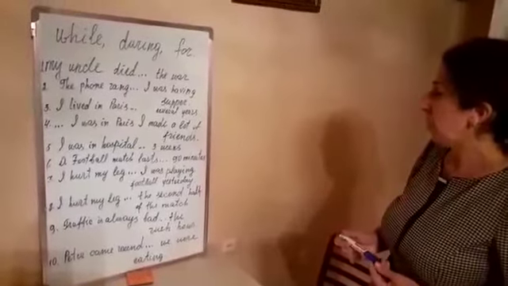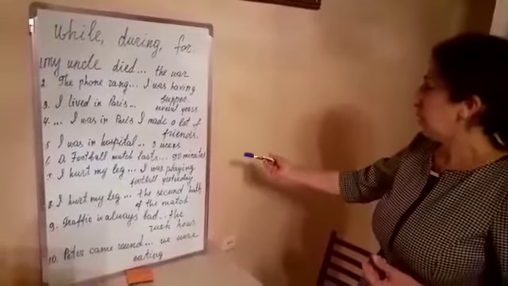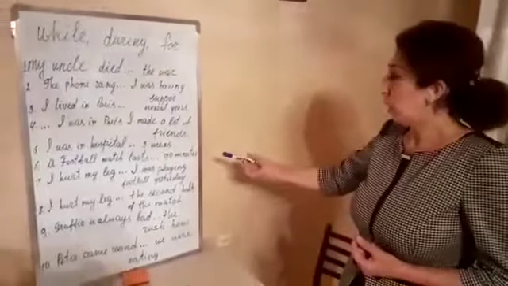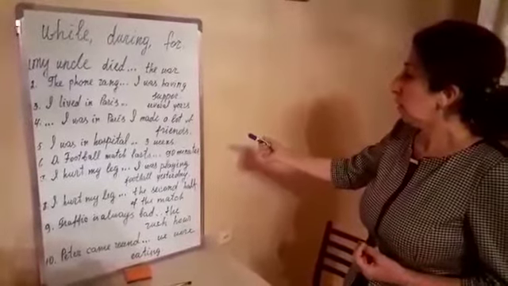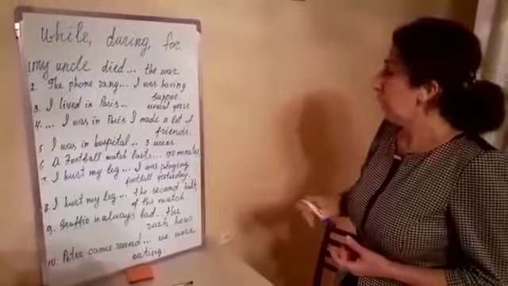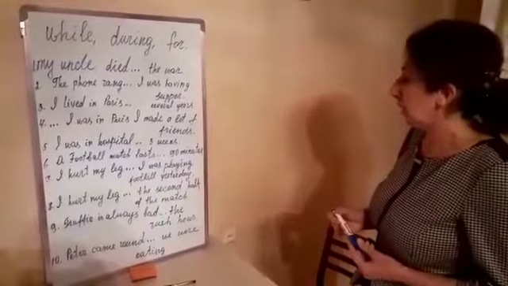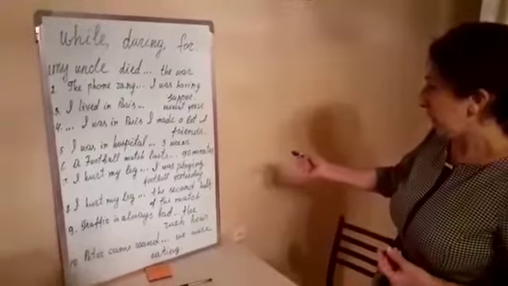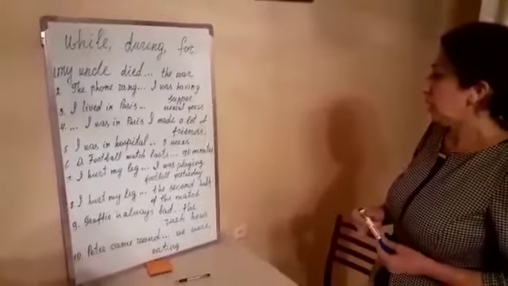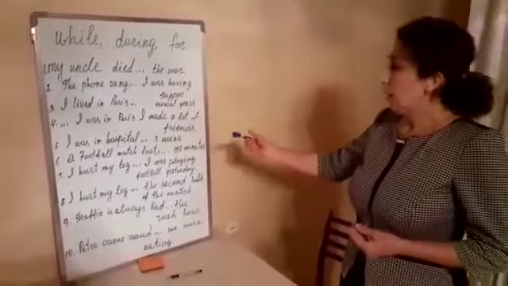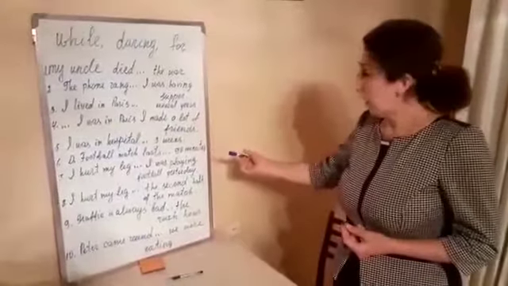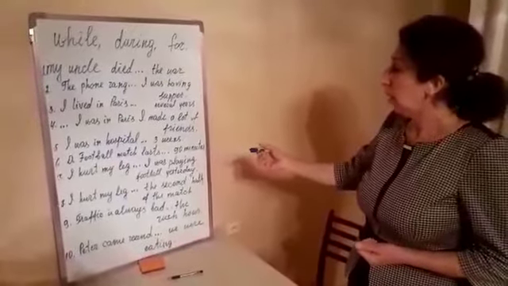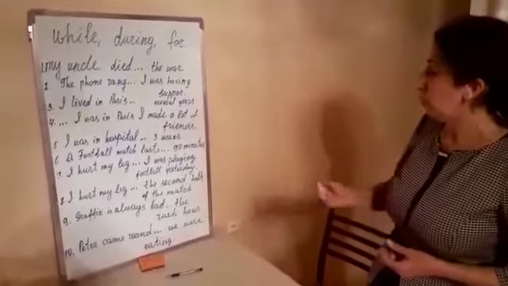A football match lasts 90 minutes. 90 minutes is also a period of time, and we have to write for. A football match lasts for 90 minutes. I hurt my leg. I was playing football yesterday. The sentence is an adverbial clause of time, and we have to write while. I hurt my leg while I was playing football yesterday.